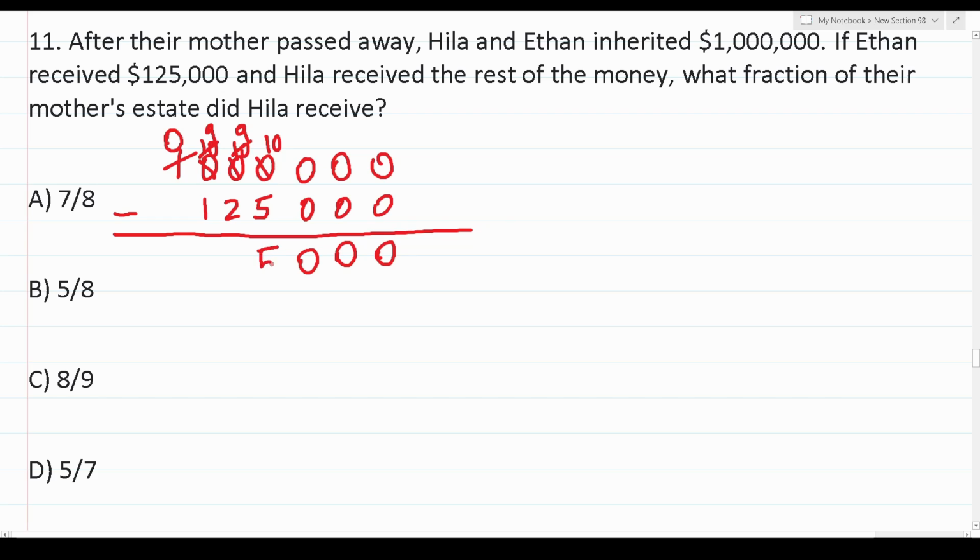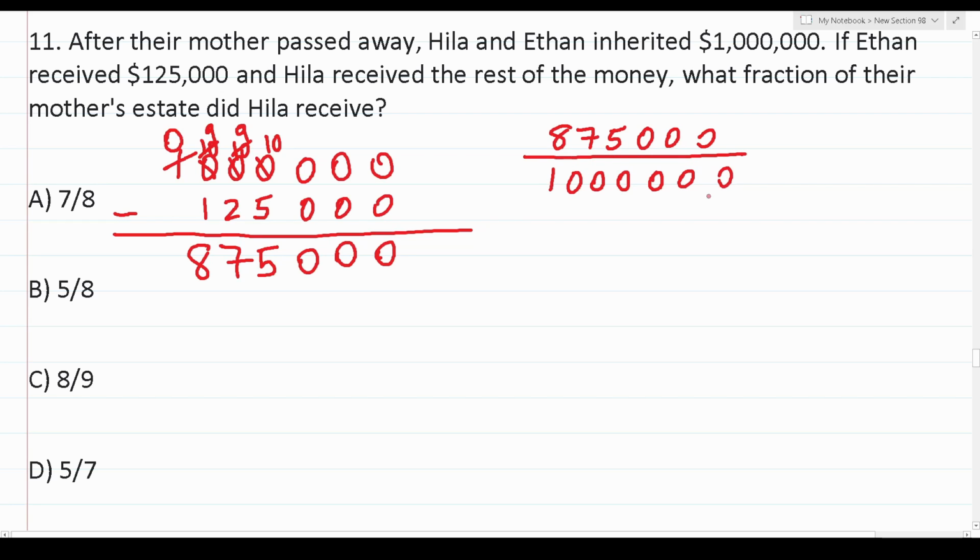10 minus 5 is 5. 9 minus 2 is 7. 9 minus 1 is 8. And nothing minus nothing is nothing. So in this case, Ela received $875,000. To figure out what fraction of the estate this is, we're going to do 875,000 over 1 million.